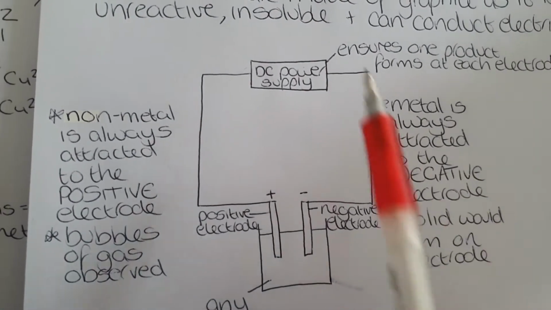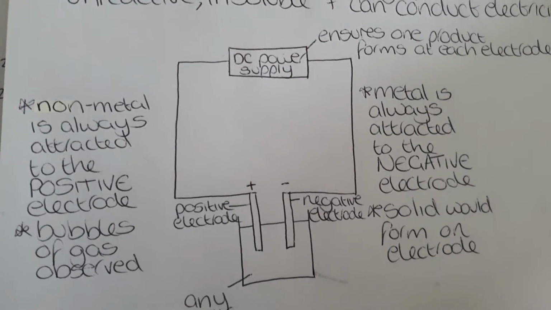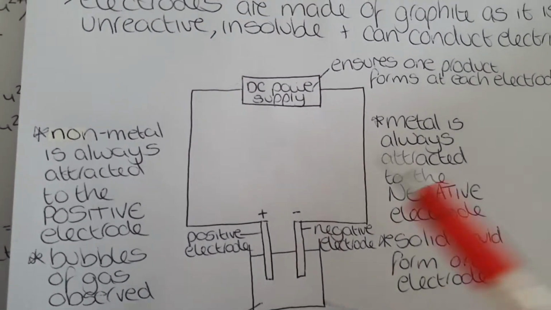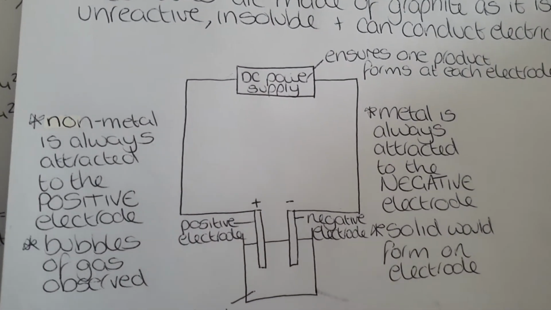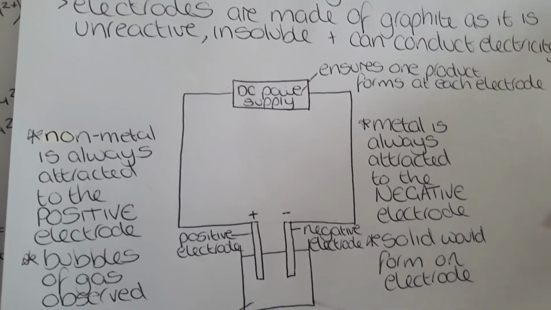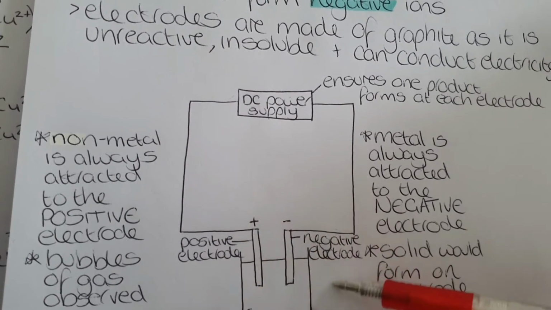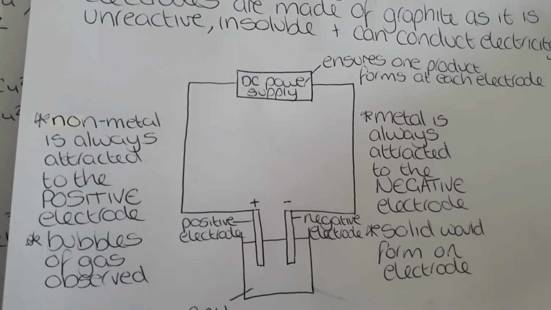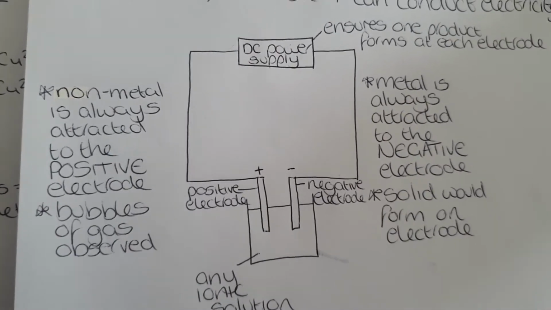A common question is, why do we use a DC power supply, a direct current power supply? The reason being, it makes sure the electricity flows in one direction, and that ensures one product forms at each electrode. If it was alternating, then you might get a mixture at each side, so we wouldn't want that. The idea of electrolysis is to separate it.